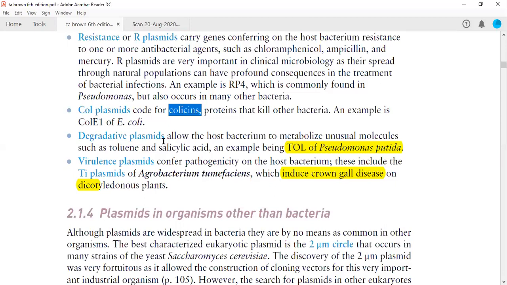Then there are certain degradative plasmids, for example the TOL plasmid in bacteria, which allow the host bacterium to metabolize certain unusual molecules, for example toluene and salicylate or salicylic acid. These are environmental pollutants, so generally they are not degraded so easily. But if the bacteria have these degradative plasmids, nothing is impossible. They can degrade these unusual substances also.